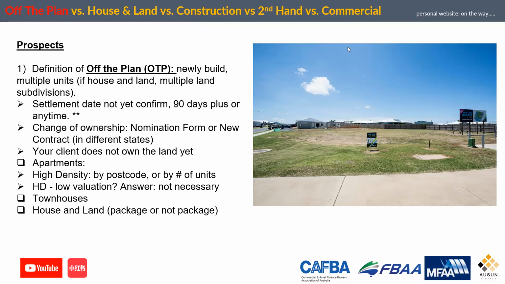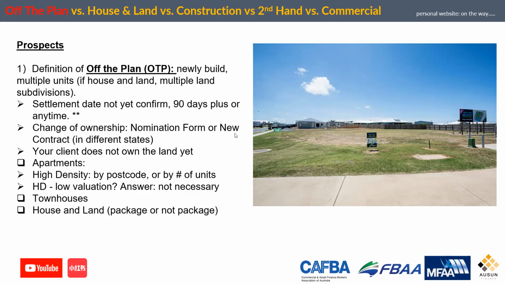For apartments, they're also categorized into high density by postcode and by the number of units. Each bank is different, so we need to check at different times. And high density usually has low valuation. Is that true or not? Well, not necessarily, and you can always find ways to go around it.